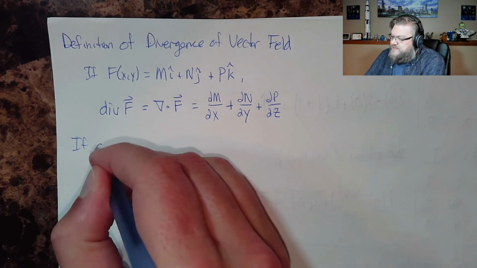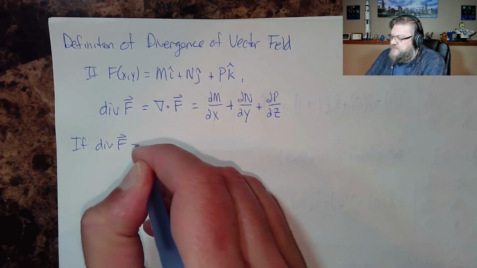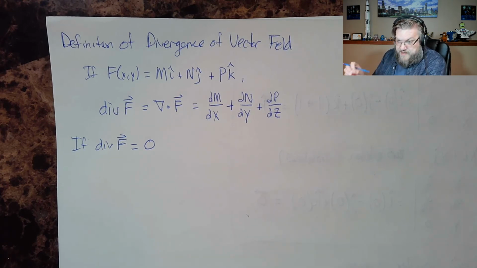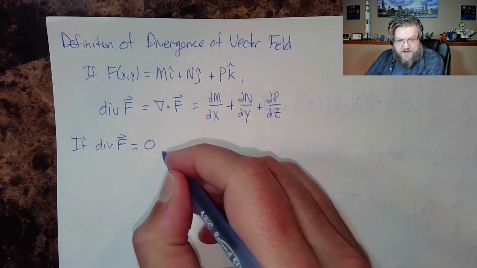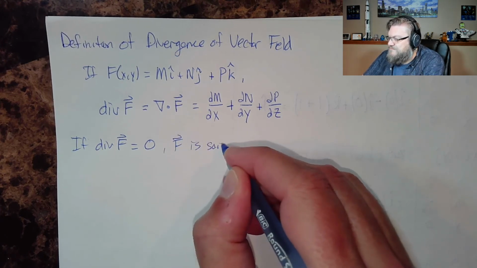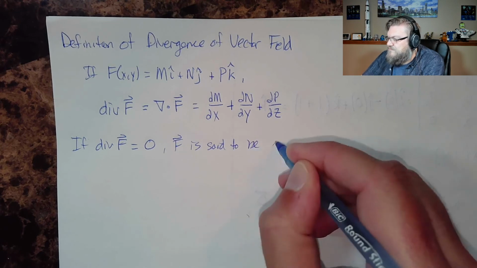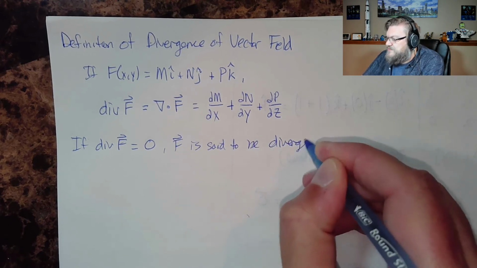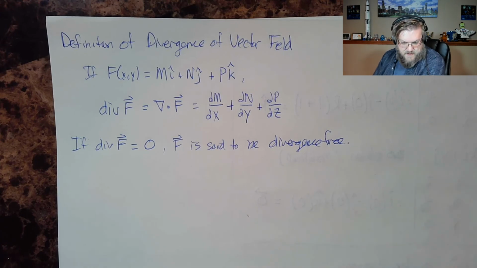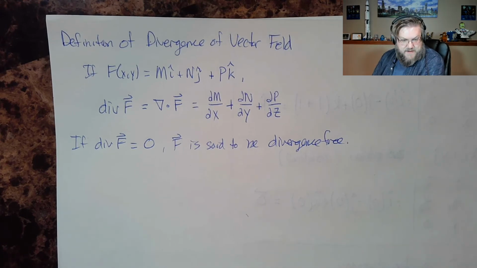If the divergence of a field is equal to 0, and I mean scalar 0, the quantity 0, because it's not a vector, it's a scalar, then F is said to be divergence free. Okay, all right, let's go ahead and calculate the divergence of these 3 examples that we just did.